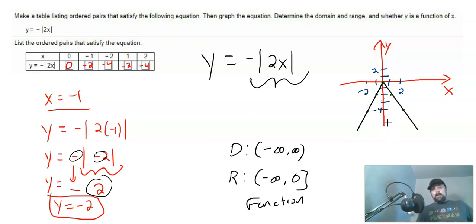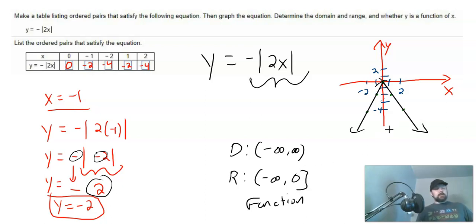For the domain and range, how far to the left, how far to the right? It goes forever to the left, forever to the right. So the domain's -infinity to infinity. For the range, how far down? It goes forever down, but how far up? It stops at 0, right? There is a highest point on the graph, which is 0. That's the highest value you can get for y. And so the upper bound for the range would be 0.